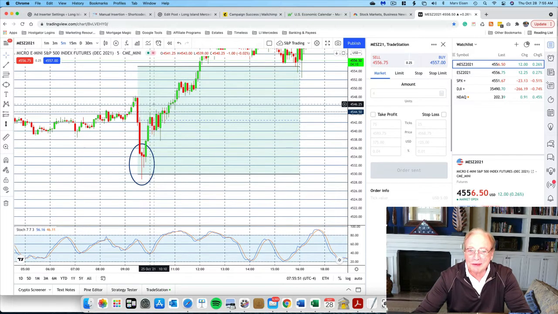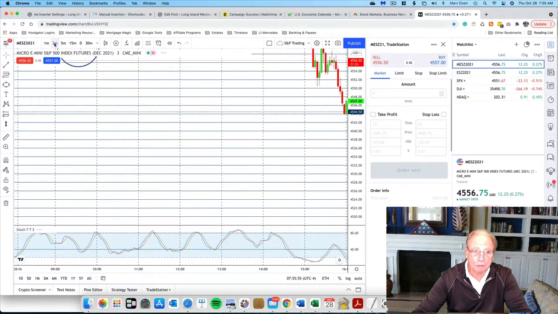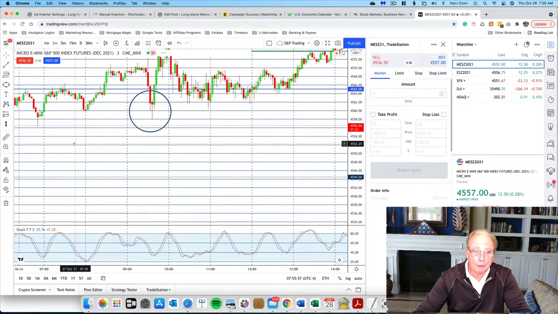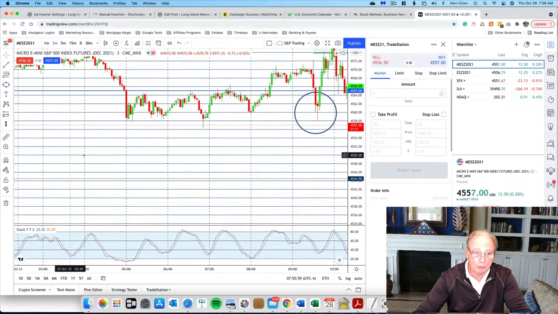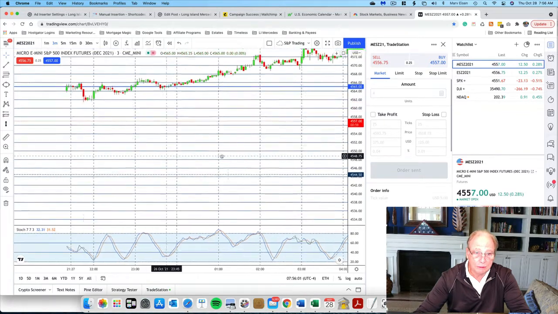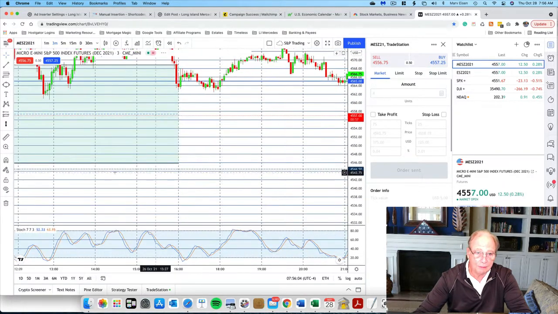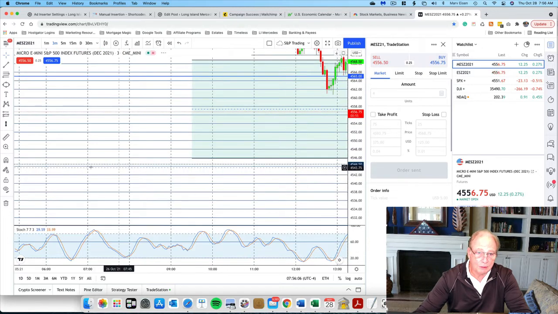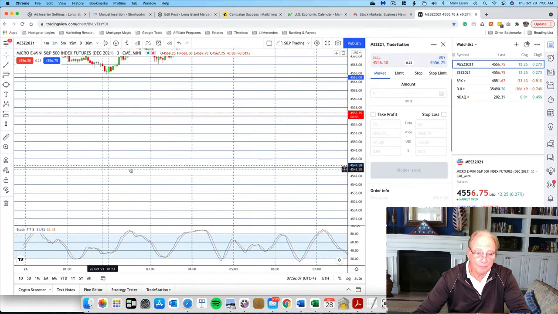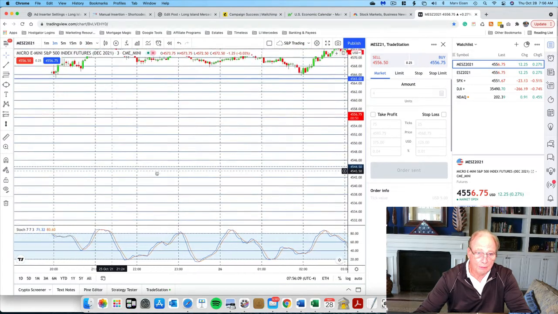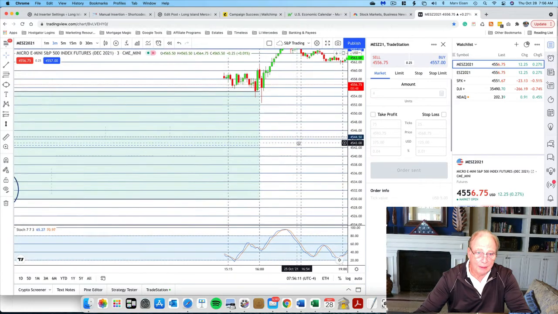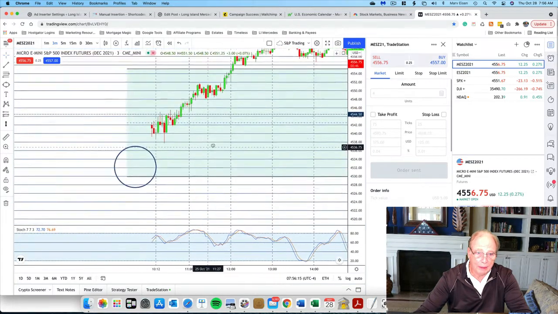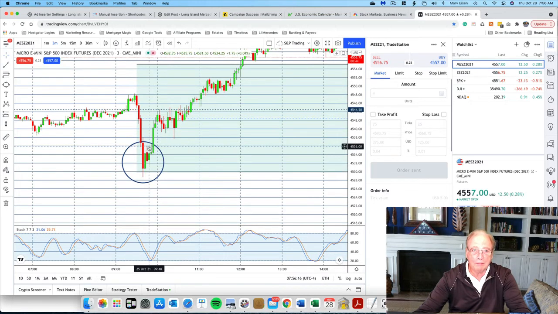But let's look at this hammer now on a 3-minute time frame. Here's 3 minutes. Go back to October 25th because the chart shifts. And here we are on a 3-minute time frame.